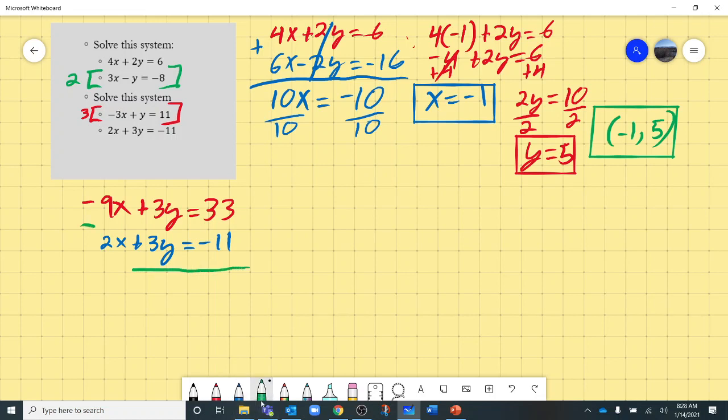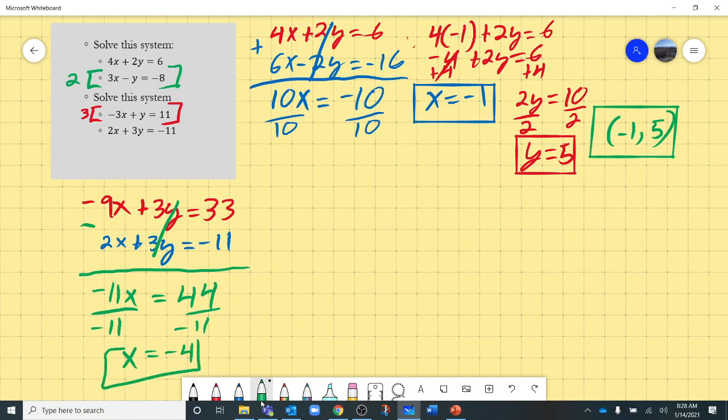Okay, so I'm going to subtract these. Negative 9x minus 2x, that's going to give me negative 11x. 3y minus 3y cancels. 33 minus a negative 11, that means minus a negative becomes a plus. So 33 plus 11 is 44. Divide both sides by negative 11. And x, negative 11 goes into 44 negative 4 times. So x is negative 4.